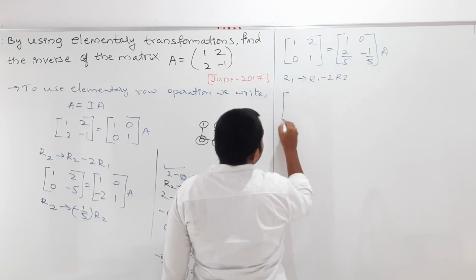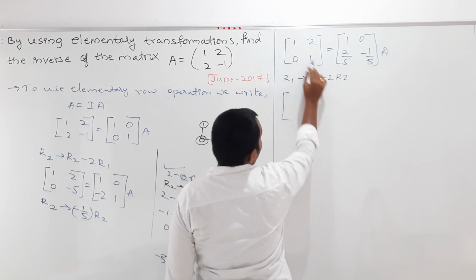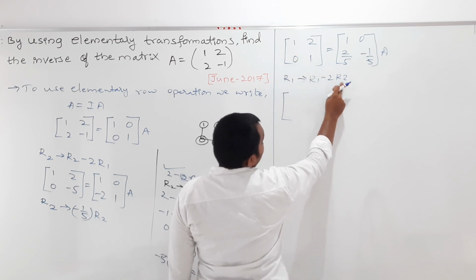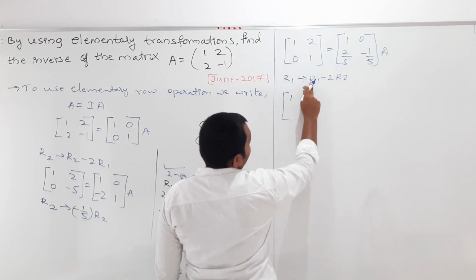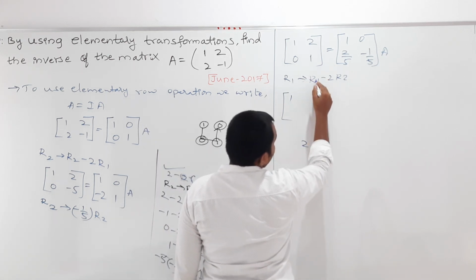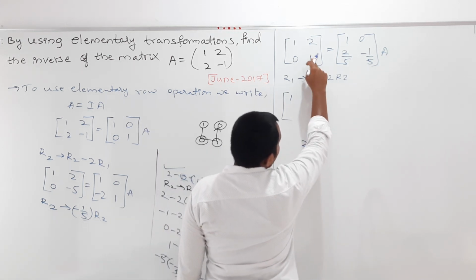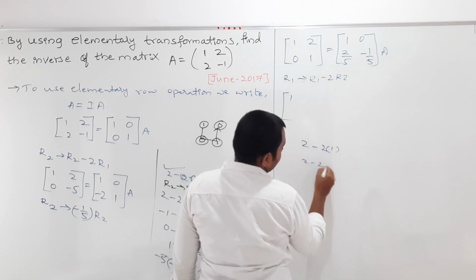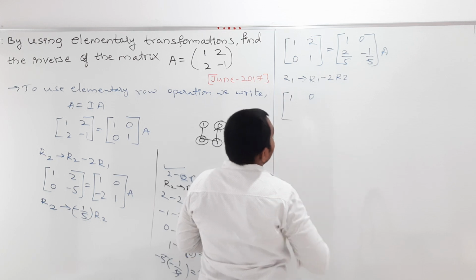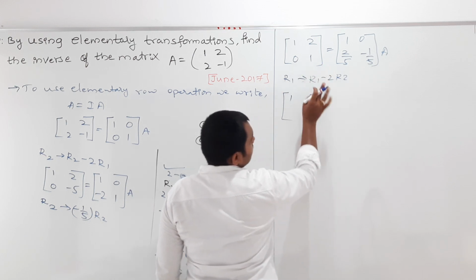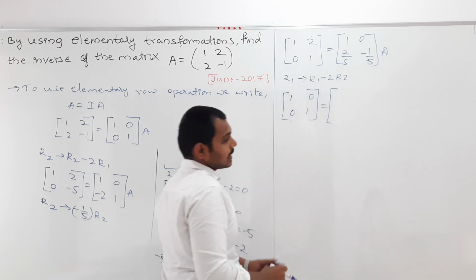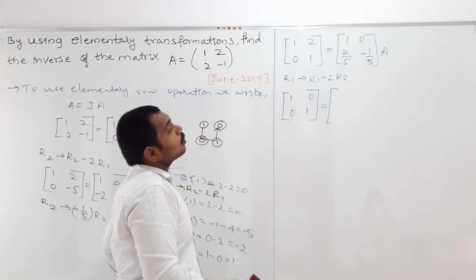So now what is R1? R1 is 1. Apply this rule. So R1 is 1 minus 2 into R2, that is 0. So therefore here it is 1 itself. And next here it is 2 minus 2 into R2 plus 1. So 2 minus 2 is equal to 0. So therefore this element I am writing as 0. Next, row 2 is as it is. We are not changing row 2. So therefore 0 1. And this is equals to, my dear students, again row 1 itself is changing.